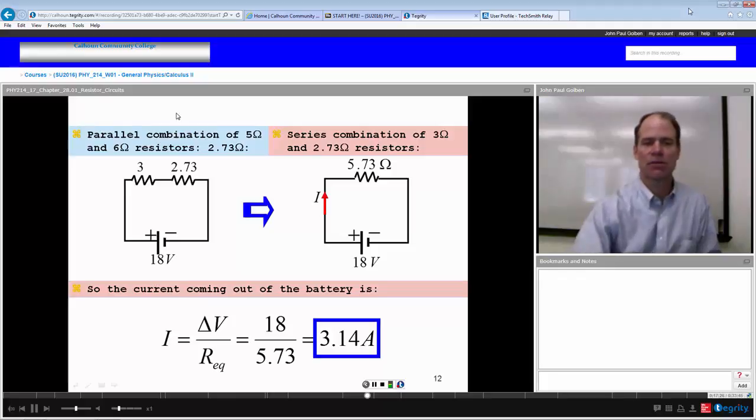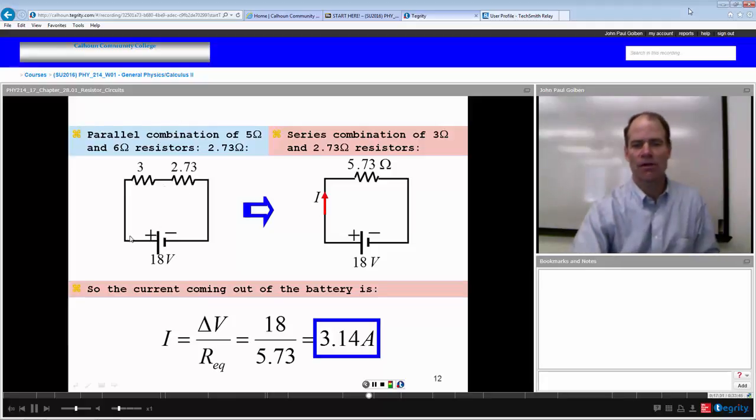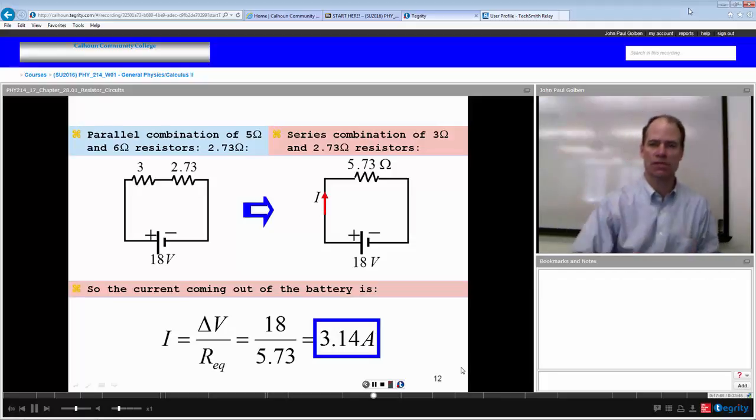So if I look back at this previous circuit here, I'm going to have 3.14 amps coming out of the battery, going through the 3 ohms and going through the 2.73 ohms. In particular, I want to focus on this 2.73 that has 3.14 amps going through it.